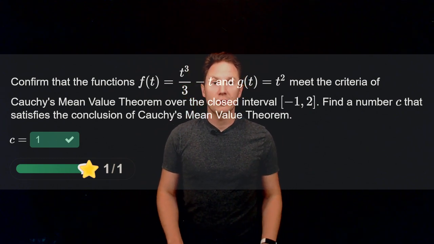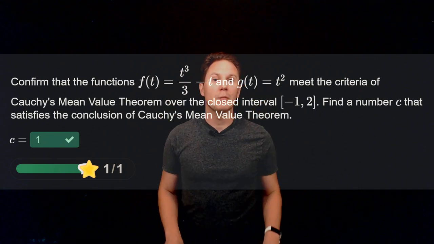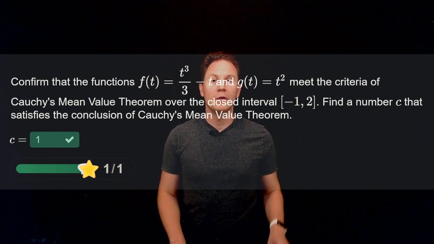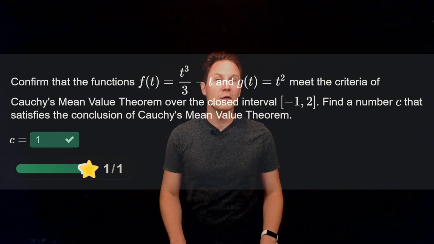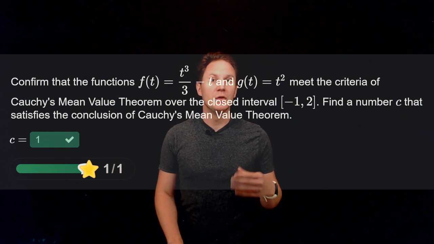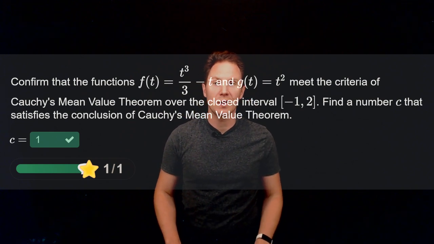First, let's just check the criteria of Cauchy's mean value theorem. Well, both of these functions are polynomials, therefore they are continuous and differentiable everywhere. So they are continuous on the closed interval between negative 1 and 2, and they are differentiable on the open interval between negative 1 and 2. So Cauchy's mean value theorem applies to this pair of functions. And so let's compute then the slope of the line connecting the endpoints of the curve made up by these two functions in the xy plane.